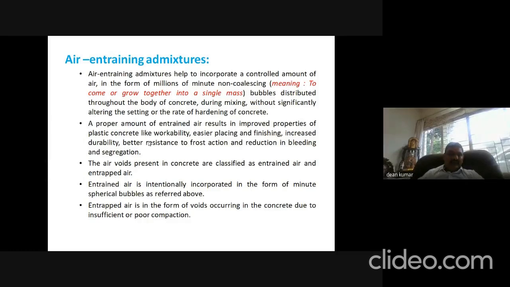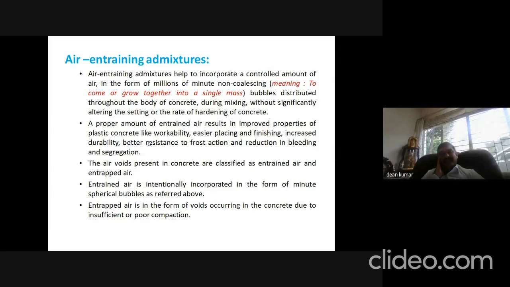The air voids present in concrete are classified as, now very important, there are two types of air voids in the concrete, either entrained air or entrapped air. We are now defining what is entrained air and what is entrapped air. Entrained air is intentionally incorporated, very important.